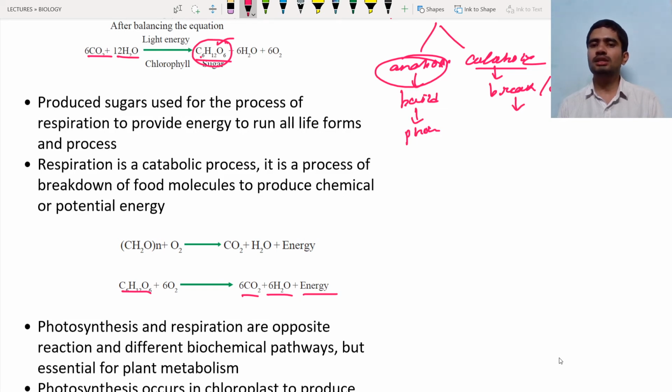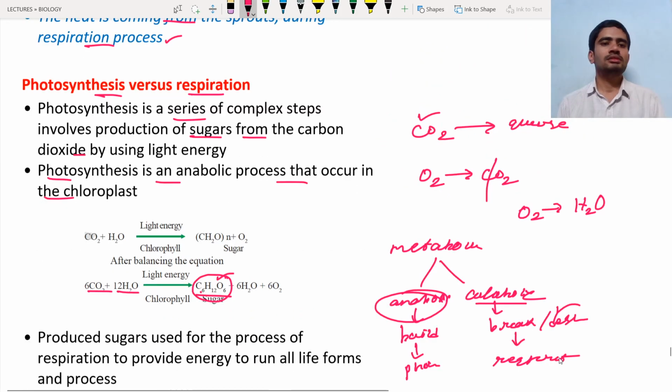In the catabolic reaction, you can take the example of the respiration process. Okay, so next, photosynthesis is an anabolic process that occurs in the chloroplast. We have seen the cells contain chloroplasts also. The chloroplast is an organelle, and the chloroplast contains chlorophyll. In the chlorophyll, a chemical reaction goes on to produce the glucose molecules.